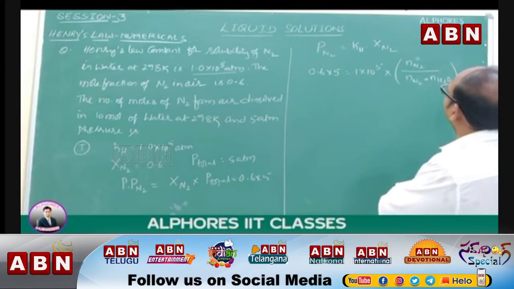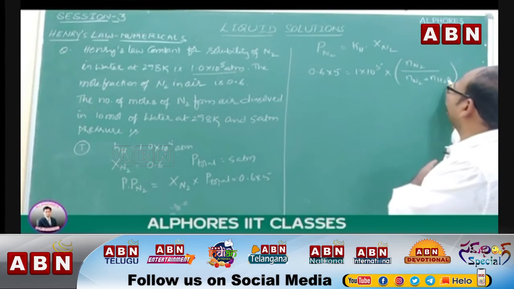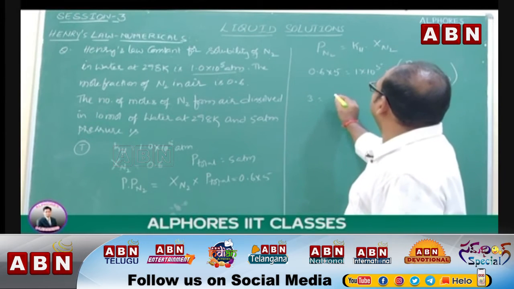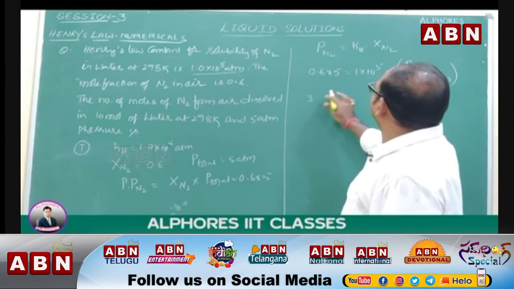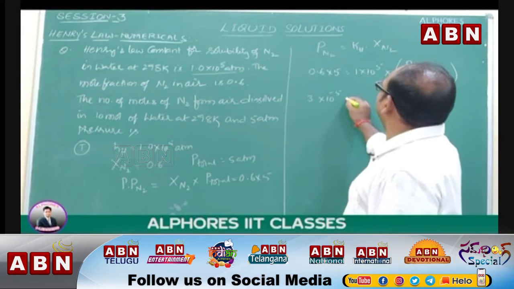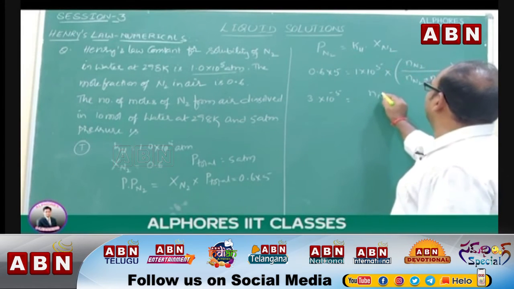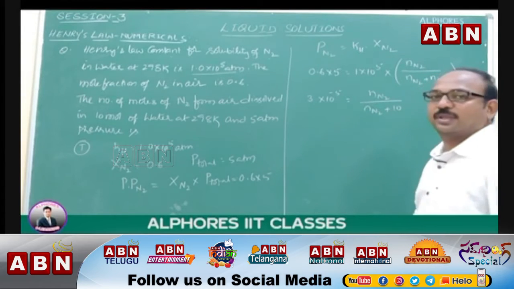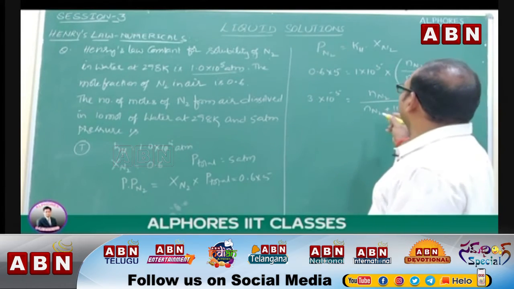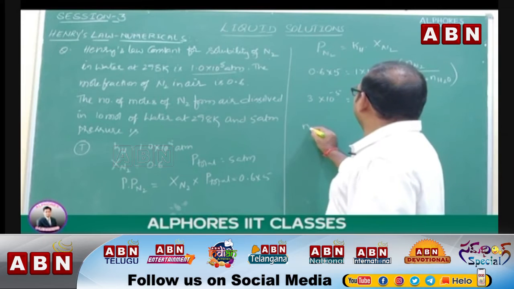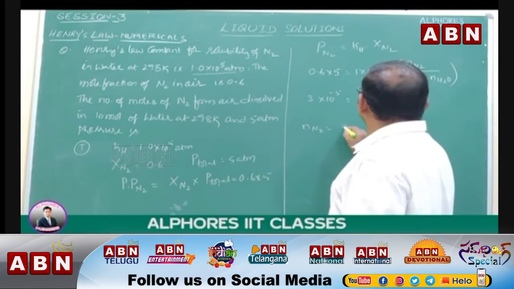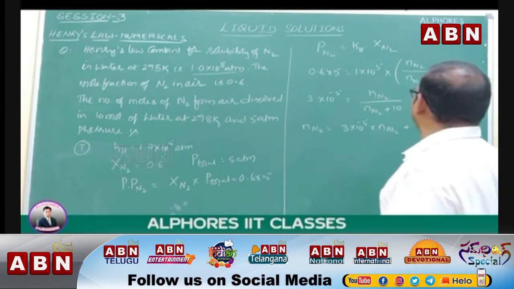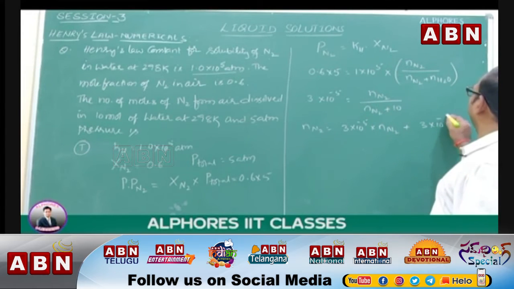Now, we know that the number of moles of water is 10. 0.6 into 5 is 3, so 3 is equal to 1 into 10 power 5 into the number of moles of nitrogen by the number of moles of nitrogen plus 10, that is, 3 into 10 power minus 5 is equal to the number of moles of nitrogen by the number of moles of nitrogen plus 10. So let us cross multiply: number of moles of nitrogen is equal to 3 into 10 power minus 5 into the number of moles of nitrogen plus 3 into 10 power minus 4.